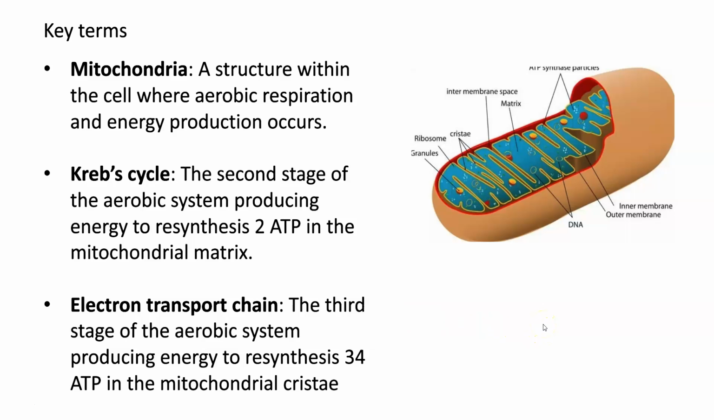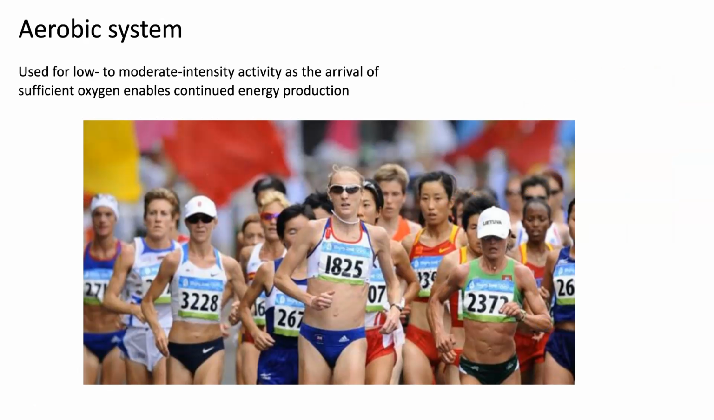Some of this, or the very start of this, will be very familiar to you because it's the same as the glycolytic system. However, we now have oxygen present. So if we go through this, the aerobic system is used for low to moderate intensity activity, as the arrival of sufficient oxygen enables continued energy production.